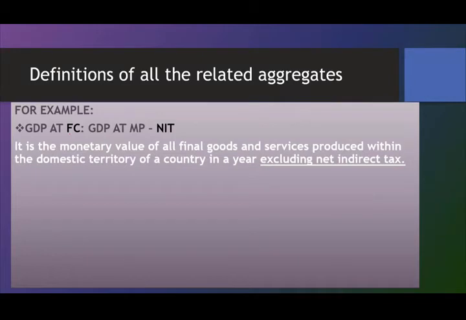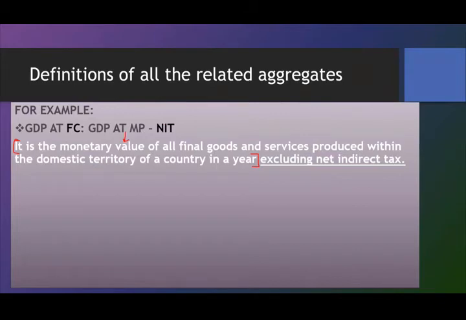You can see I have used the same definition which was there for GDP at MP first. It is the monetary value of all final goods and services which is produced within the domestic territory of a country in a year. Till here, the things are same. The formula till here of GDP at FC is same, which I have informed you about GDP at MP. The definition is same till here in a year.